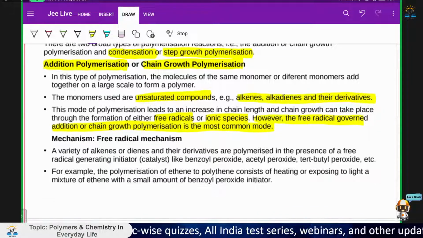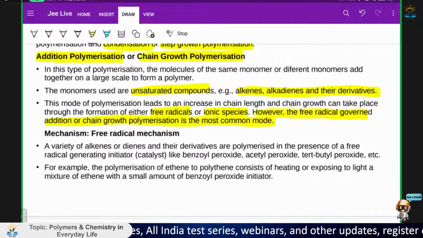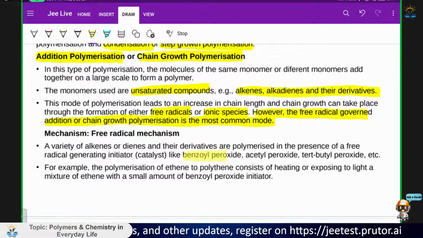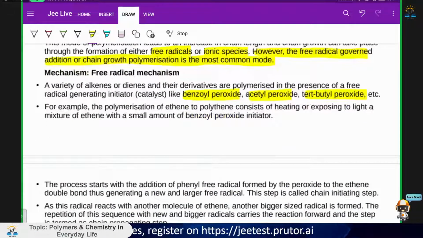So we will now see the free radical mechanism. A variety of alkenes or dienes and derivatives are polymerized in the presence of a free radical generating initiator. So we always use an initiator to initiate the reaction, like benzoyl peroxide, acetyl peroxide, tertiary butyl peroxide, etc. So here we will show an example of synthesizing polythene.